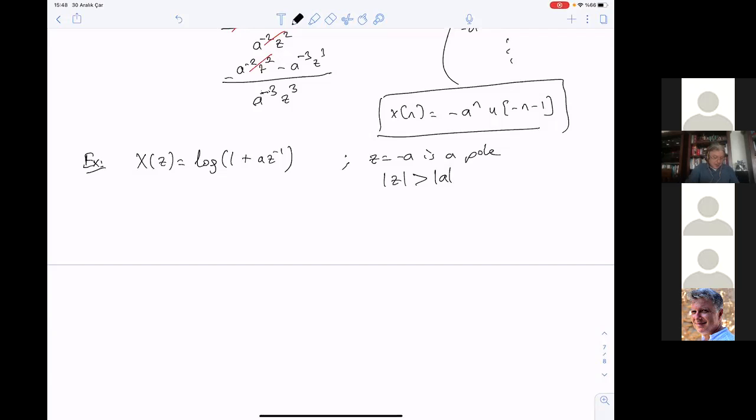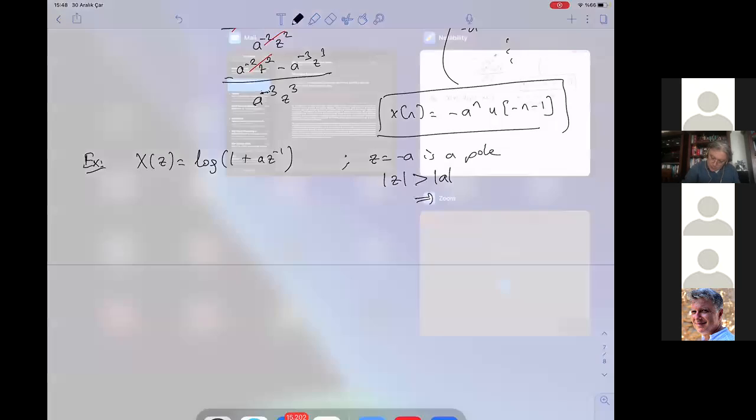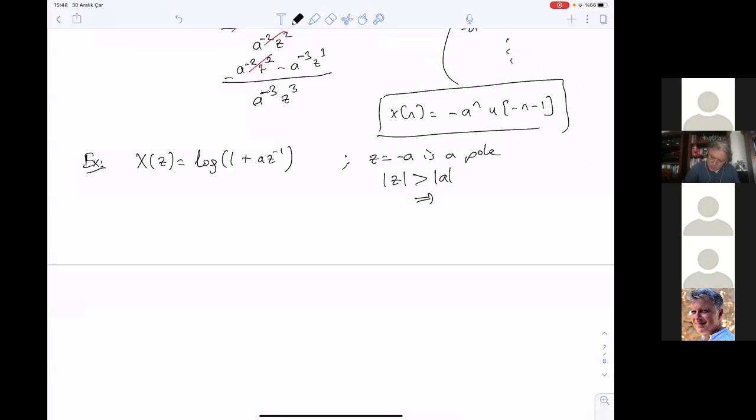But what is it? If this is the case, if z is greater than a, then a z inverse in magnitude becomes less than 1. So this term in magnitude is less than 1. It's like logarithm of 1 plus theta. And we have to look for the Taylor series expansion of logarithm of 1 plus theta for small theta, for theta less than 1, in other words. What is the Taylor series expansion?